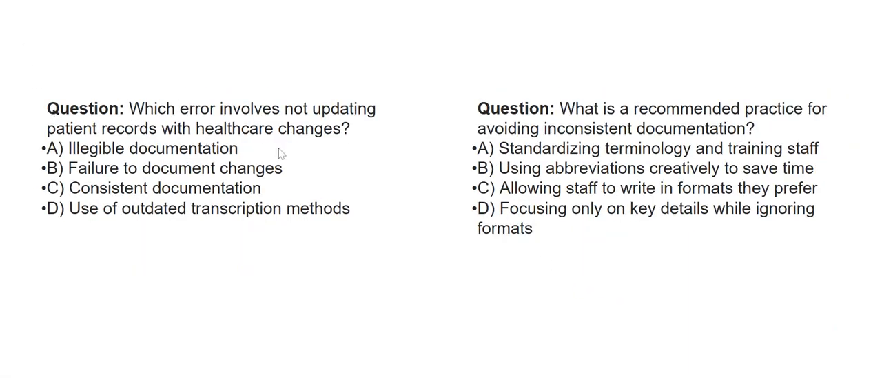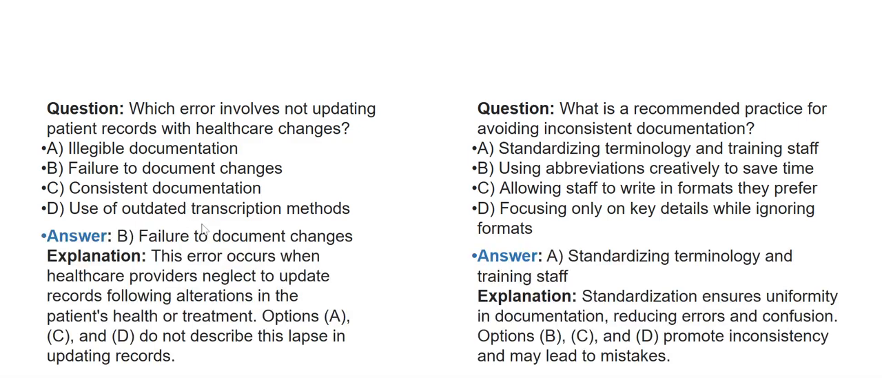Question 3. Which error involves not updating patient records with healthcare changes? A. Illegible documentation. B. Failure to document changes. C. Consistent documentation. Or D. Use of outdated transcription methods. And the answer is B. Failure to document changes, as this error occurs when healthcare providers neglect to update records following alterations in the patient's health or treatment.